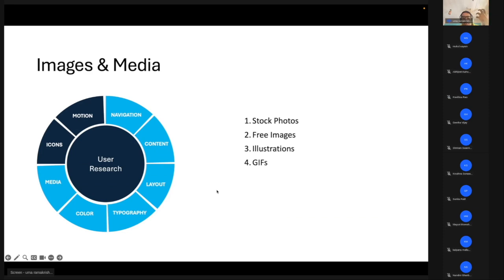Okay, so images and media, right? Now, once you start getting your design in place, experiment with the kind of images that will go. Again, this has to flow through from your mood board also. There are different kinds of media. There are stock photos, there are free images, there are illustrations, there are GIFs. So do your research, see what kind of images work for your brand, and what kind of images will connect with your user.